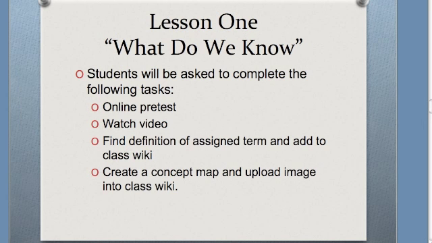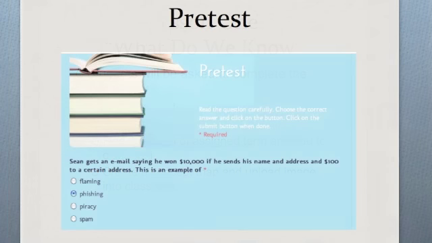Let's begin on the road to digital citizenship with Lesson 1, What Do We Know? Students will be asked to complete the following tasks. They will do an online pretest, watch a video, find a definition of an assigned term and add it to the class wiki, create a concept map and upload this image into the class wiki. Here's just a screenshot of what the pretest looks like.